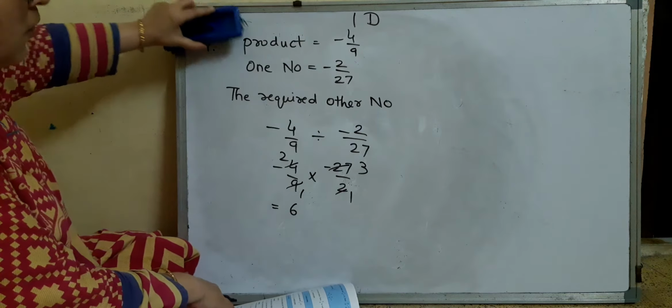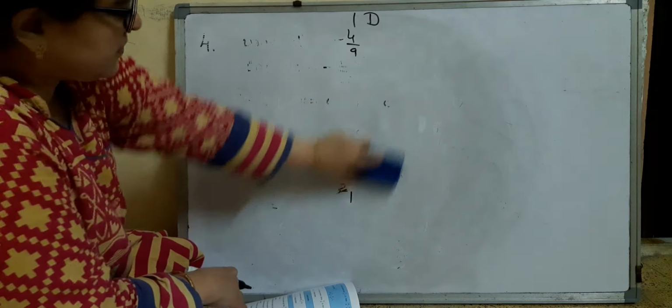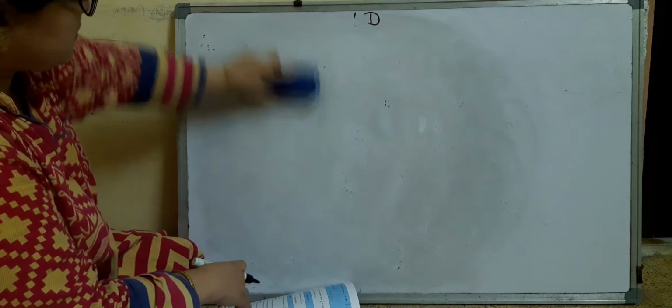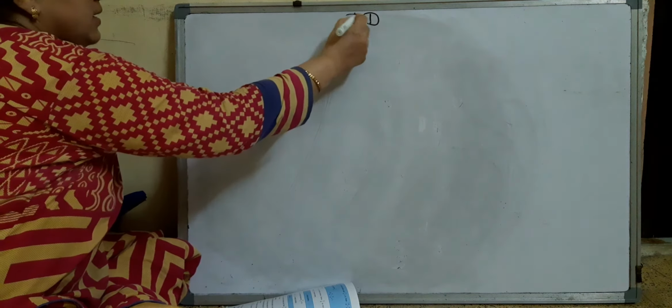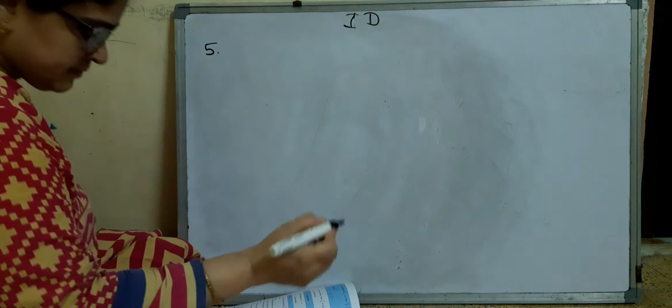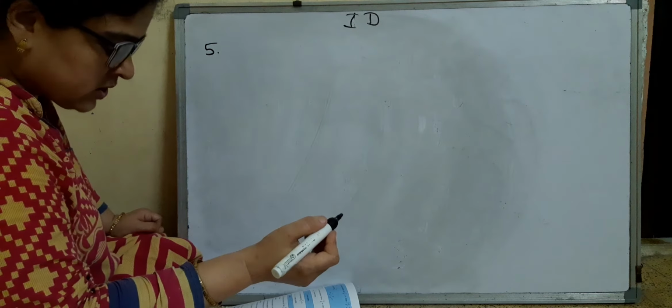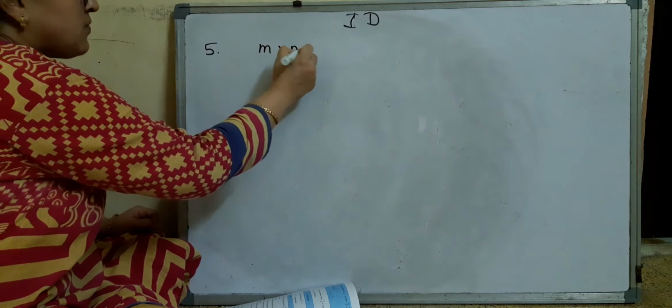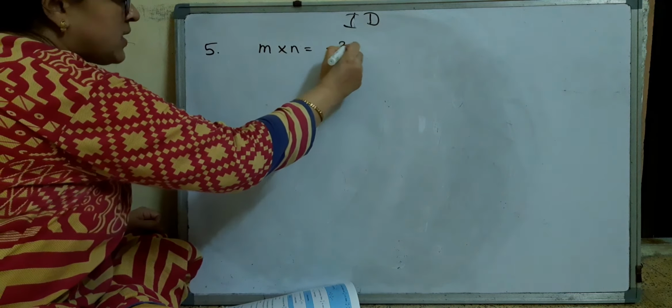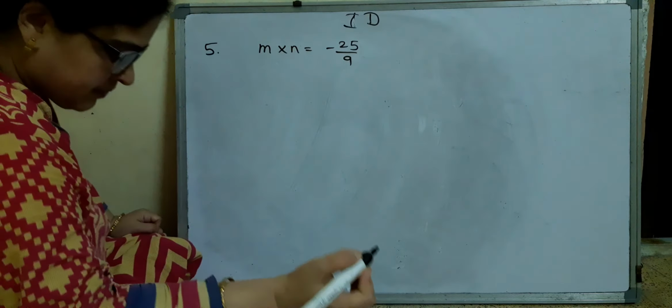Now this completed the fourth question. Exercise 1D, fifth. M and N are two rational numbers such that M multiplied by N, so M into N is given here, is minus 25 upon 9. Right?